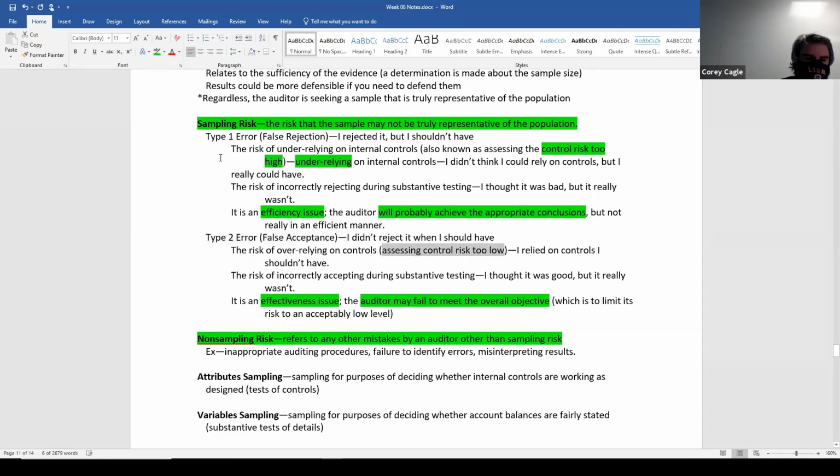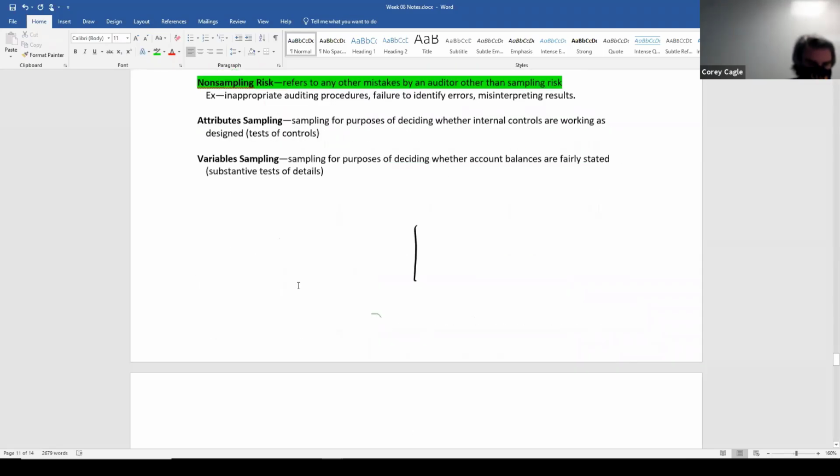Assessing control risk too low. If we do that, we are saying we accept something that we shouldn't, and it leads to a bad audit, right? Type 1 just leads to an inefficient audit. This leads to a bad audit. So that's the one we really want to focus on here.